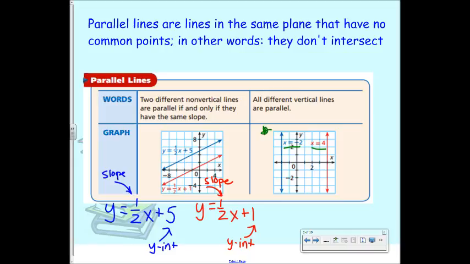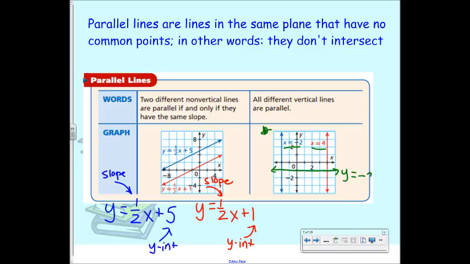All right? So if an x = line goes vertical, what does a y = line do? Horizontal. So let's say we have this right here. This green line would be y = -2.